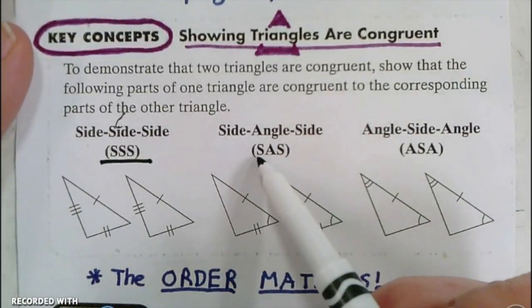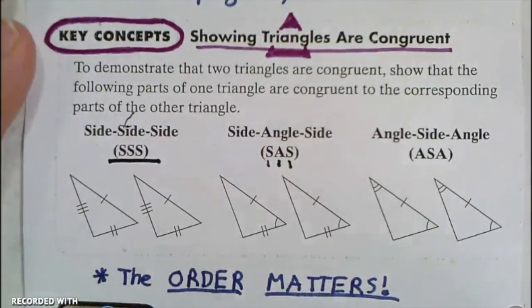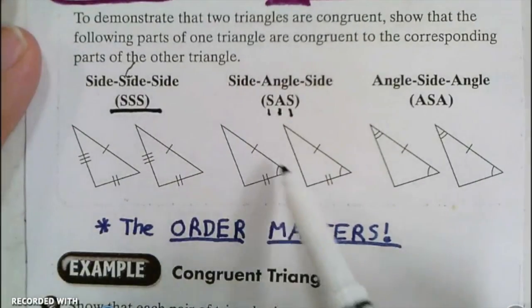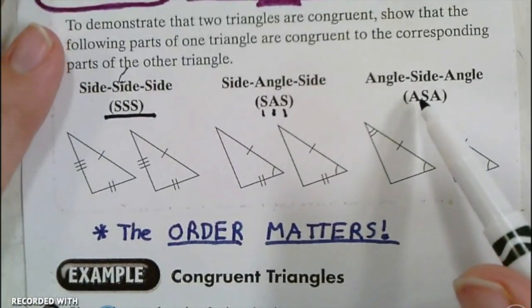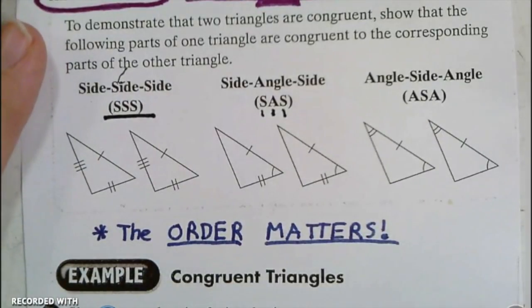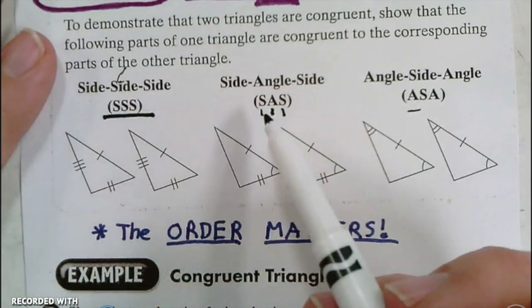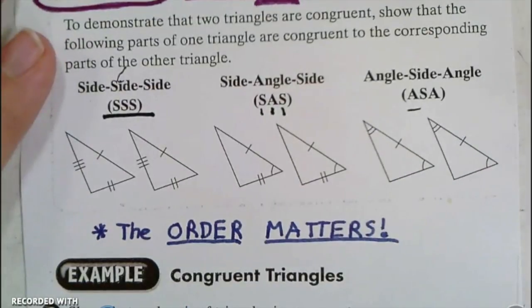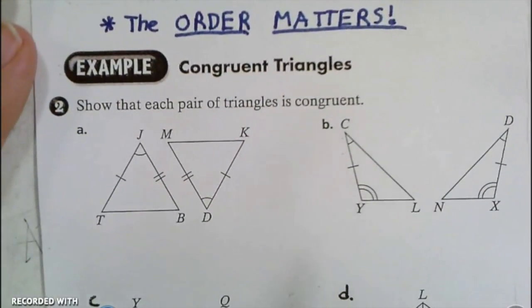You also could find a side, an angle in the middle of it, and then another side. The order of these matters. It can't be this angle and then those two sides. The angle has to be smushed between the two sides. Or you could find a side smushed between the two angles. So notice these are kind of the reverse of each other. All three sides, side, angle, side, or angle, side, angle. Those are the three to memorize. The order matters. Congruent triangles show that each pair of triangles is congruent.